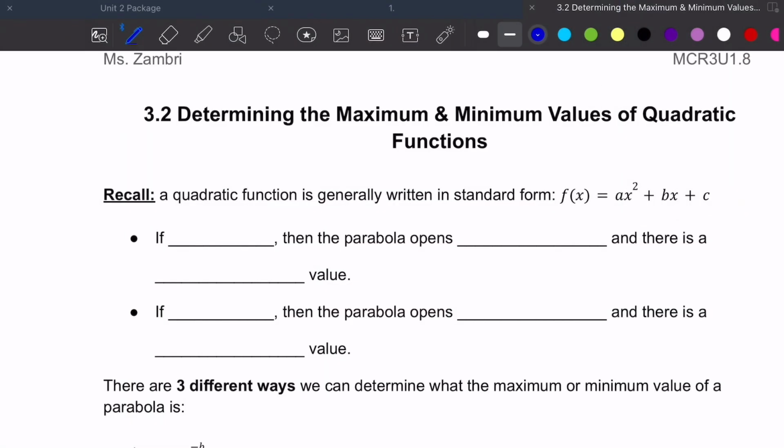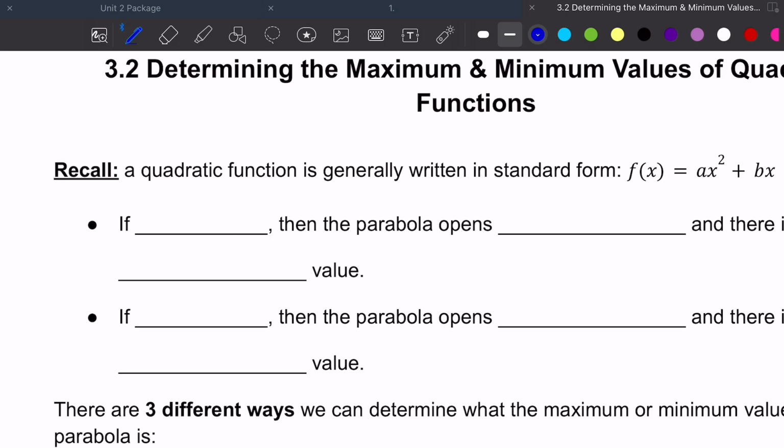Okay, so as I was saying, there's a couple different ways that you can find the maximum or minimum value of a parabola, so we're going to refresh those. Again, this is all grade 10 review. Nothing about this is new. You have done this all. So there's some kind of comfort in that there's no new content.